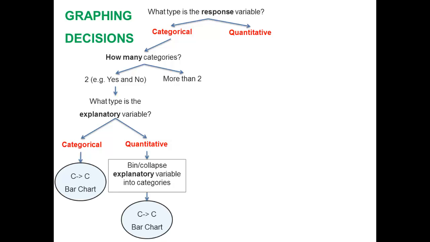Since it won't be visually meaningful to examine a bar chart with a quantitative explanatory variable on the y-axis, we will need to bin that variable into meaningful categories. That is, in order to visualize the relationship that we're interested in, we need to add some data management that will allow us to construct a categorical to categorical bar chart.